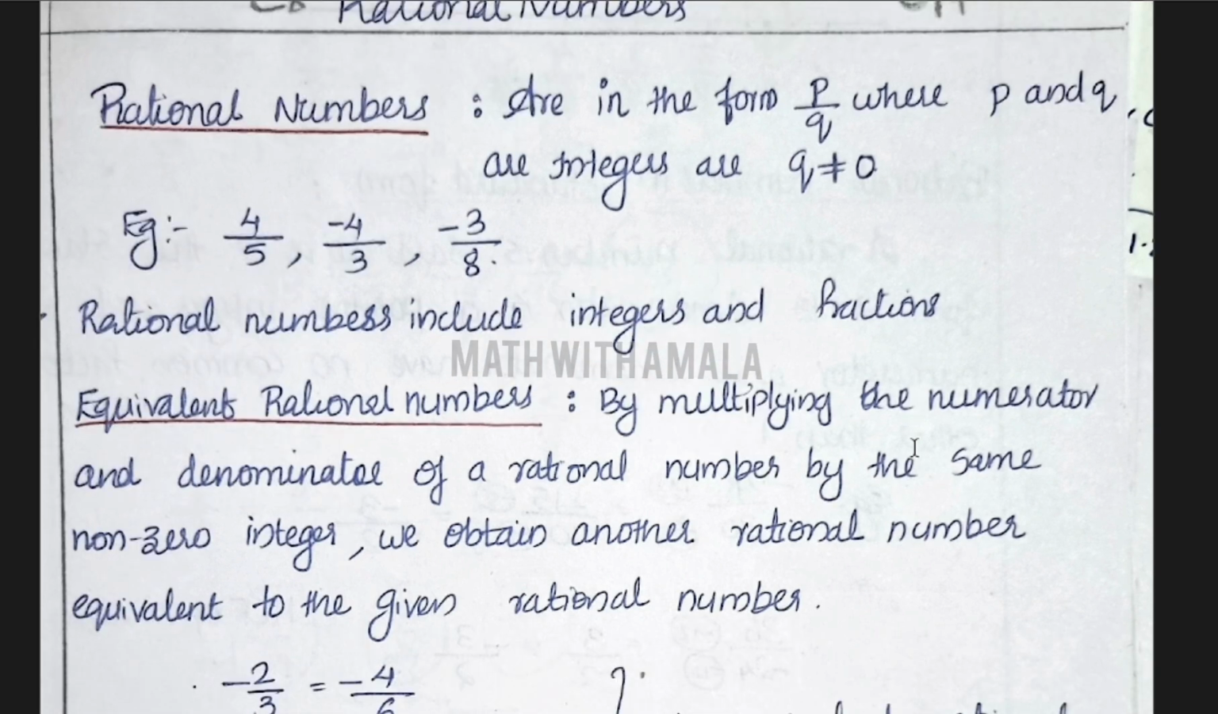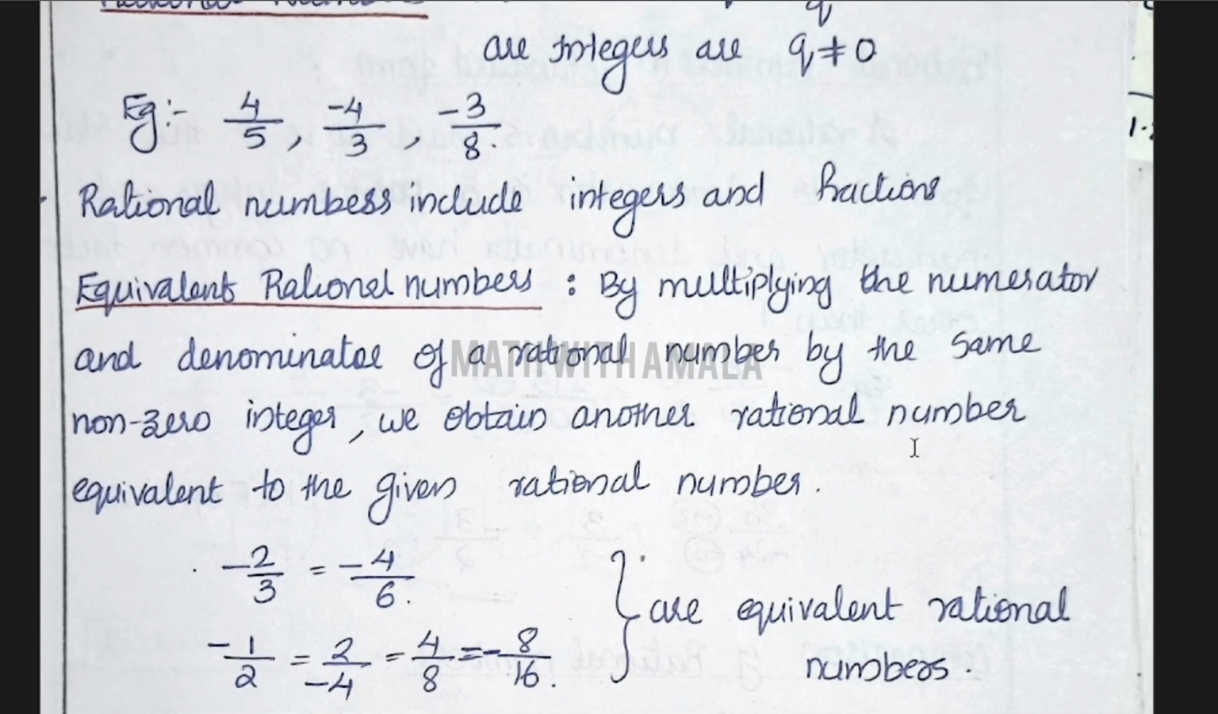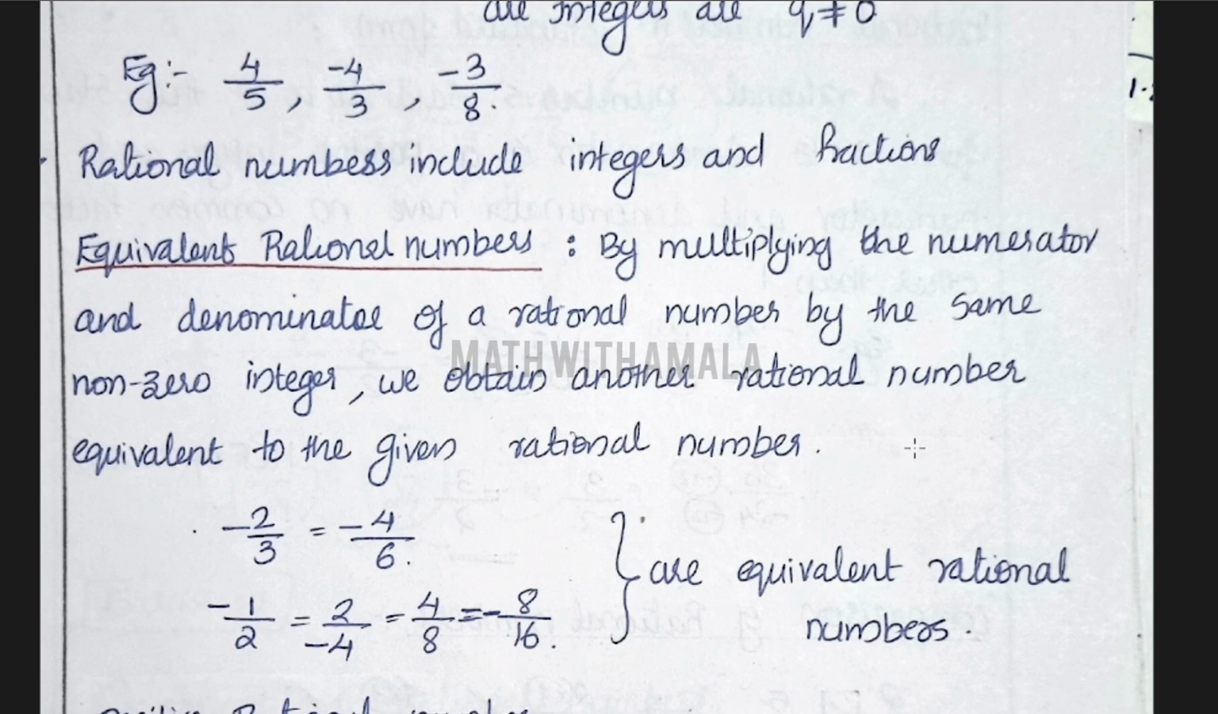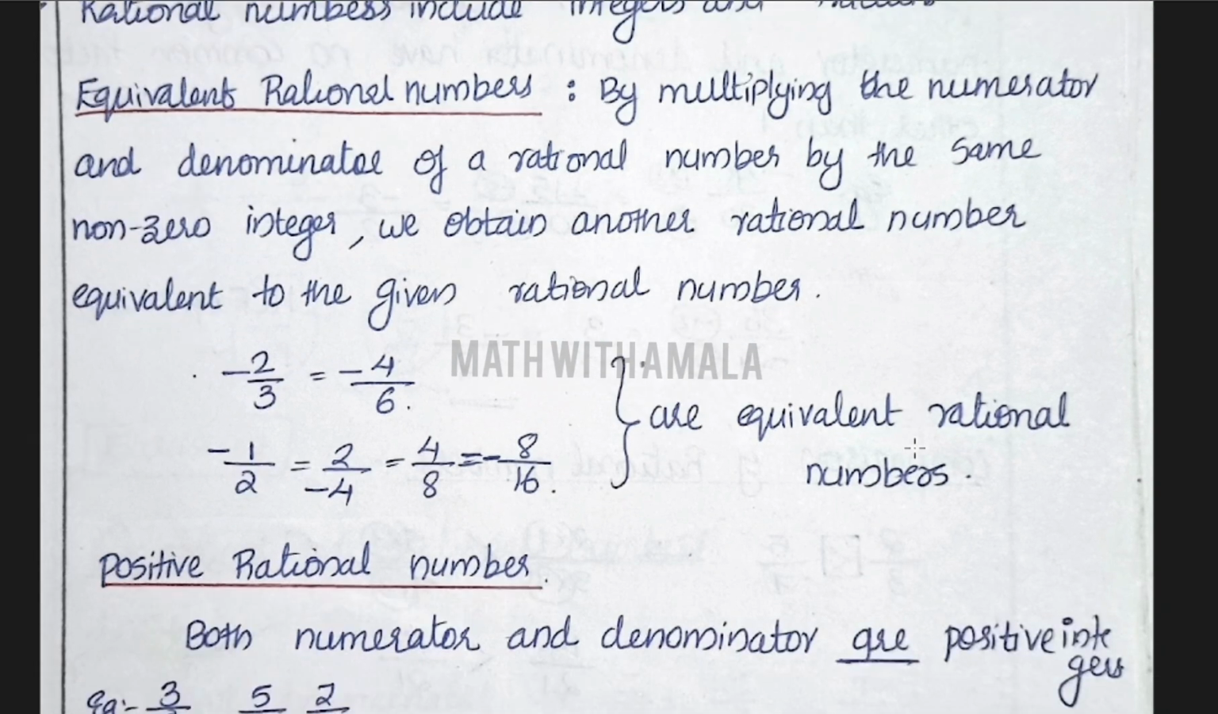If we take just 2, 2 divided by 1 is there already. So that 1 is not visible doesn't mean that it is not there. So 2 by 1 is a fraction. It is a rational number. Likewise, integers and fractions.